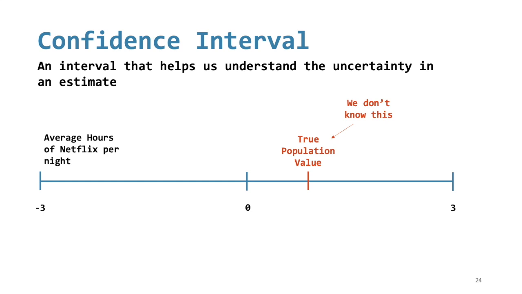So let's say on our number line here, we are talking about the average hours of Netflix per night. So in the number line, I go to -3, no real good reason, just for fun. 0 up to 3. We would expect the average hours of Netflix per night that individuals are watching is probably greater than 0. Let's say this is the true population value. We don't know it, but this is where it is. So we'll say it's whatever that value is right there.